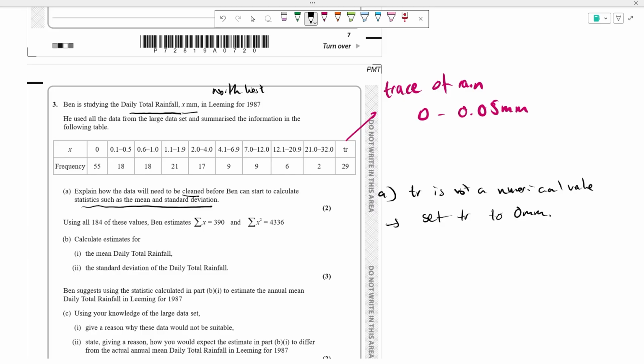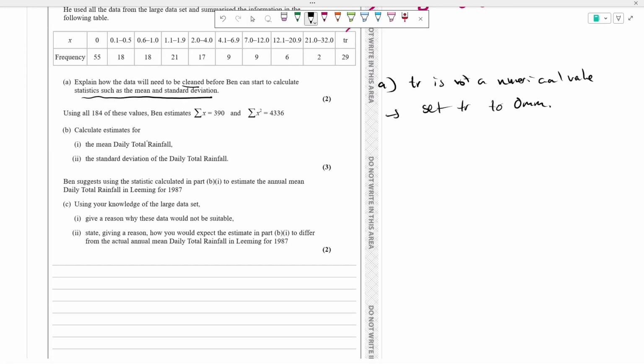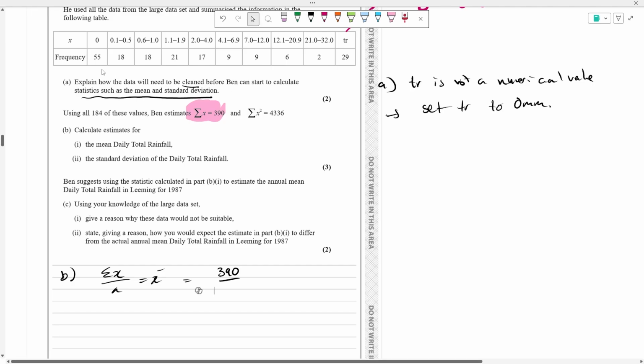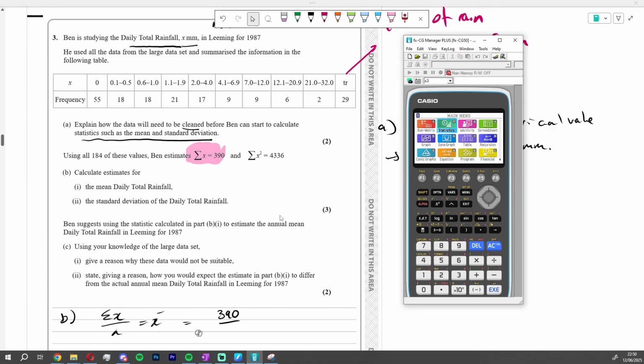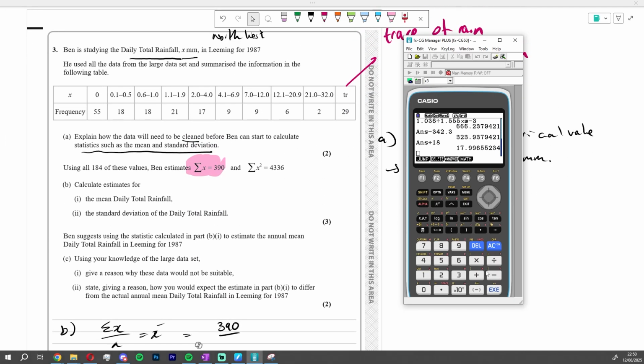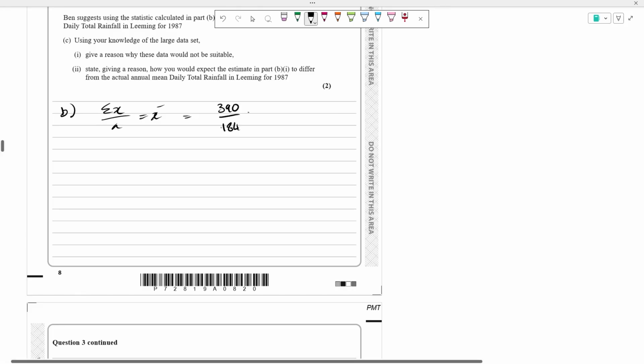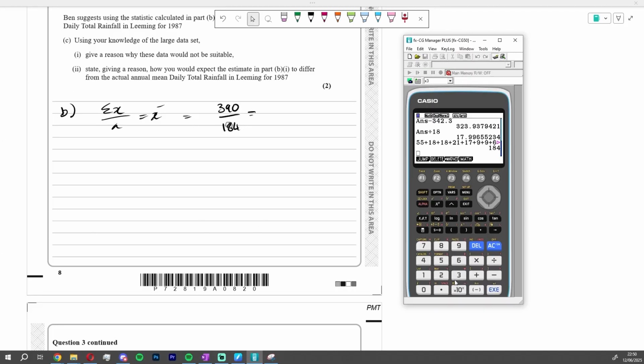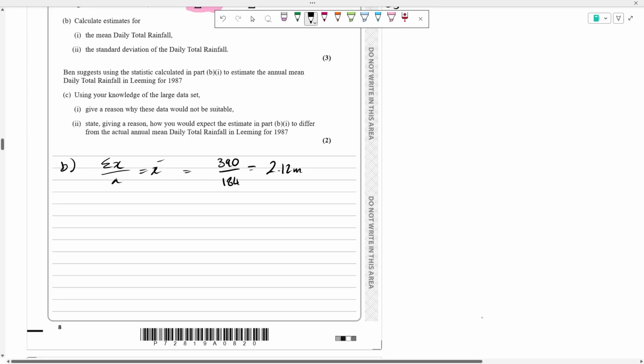Cool. Part B, calculate estimates for the mean daily rainfall. So we need to work out the mean. The mean is going to be the sum of x over n, and this is our notation for this. Our sum of x is already given to us, which is 390. Our n is going to be our total frequency, so all of the frequencies added together. Let me just check if they've given it to us here. They haven't, so I'm just going to add them manually: 55 plus 18 plus 18 plus 21 plus 17 plus 9 plus 9 plus 6 plus 2 plus 29. That gives me 184. And if I put that into my calculator, 390 divided by 184, that gives me 2.12 millimeters of rain.